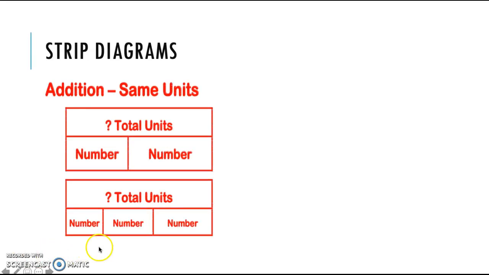So let's see how addition and subtraction look using strip diagrams. When we're looking at addition, we always know that we're going to add when we're looking for a total. If our total is missing, then that means we are going to add. So here, the total is missing. I have parts that I have to combine to give me a total. Even when I have more than 2 parts, if my total is missing, that means I have to combine all of my parts to find the total. So when my total is missing, I'm going to add.